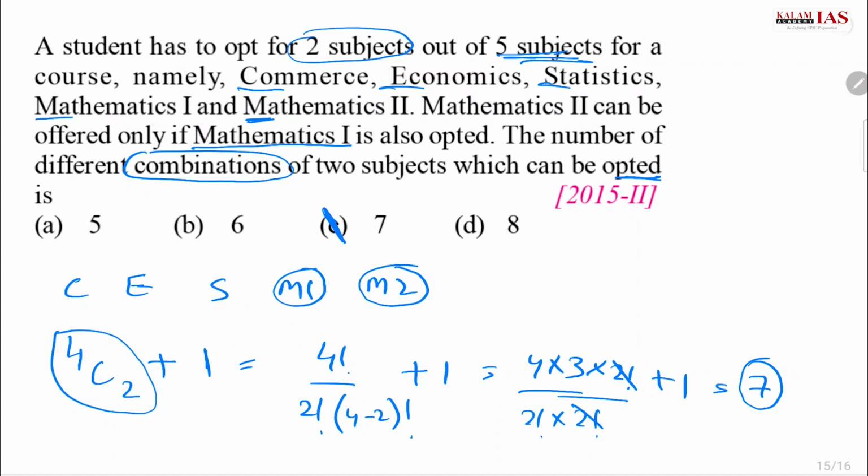It was a very simple question. You have to just see what is happening. There are 5 subjects, but the 5th subject, that is M2, can be taken only if M1 is taken. So effectively only 4 subjects are there. Out of these 4, the student can choose any 2 of them, that is 4C2, plus 1 when M1 is taken, so he can take M2 also. So we have a total of 7 ways.